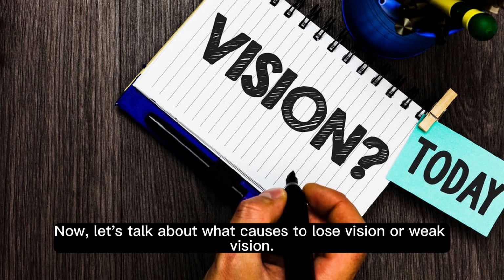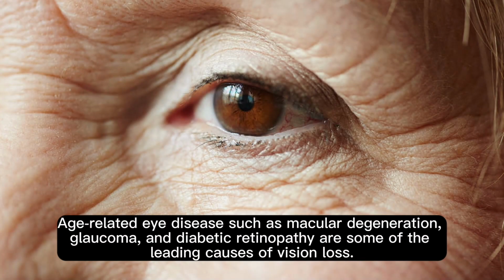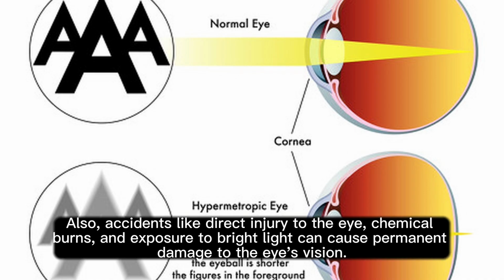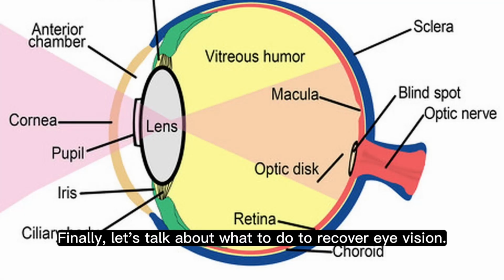Now, let's talk about what causes us to lose vision or have weak vision. Age-related eye diseases such as macular degeneration, glaucoma, and diabetic retinopathy are some of the leading causes of vision loss. Also, accidents like direct injury to the eye, chemical burns, and exposure to bright light can cause permanent damage to the eye's vision.